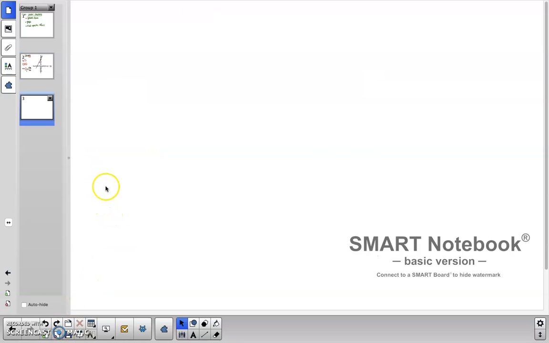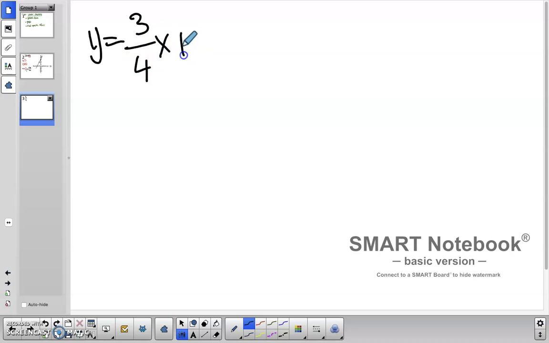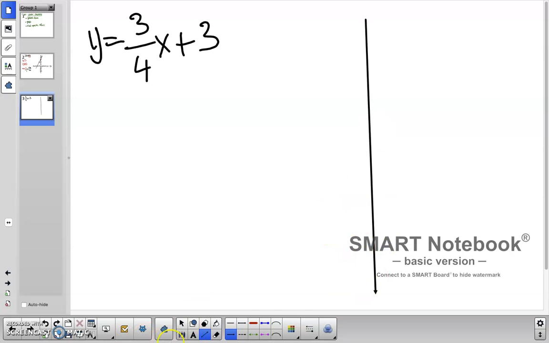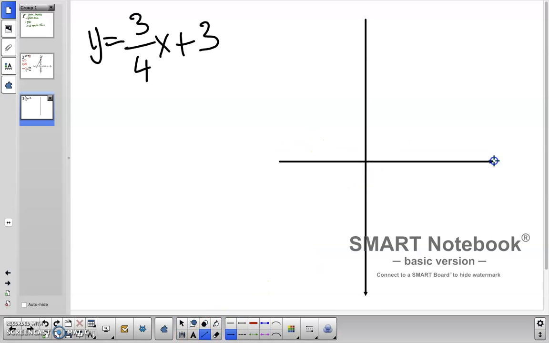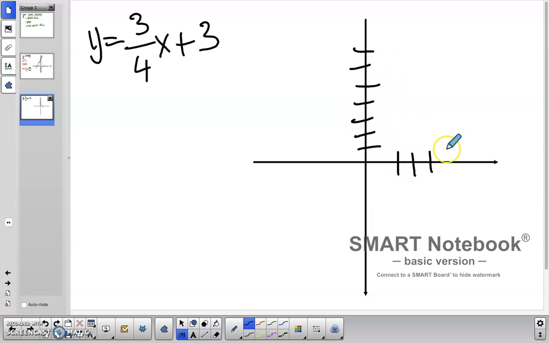I'm going to take a look at another example, and I'm going to say y equals 3/4 x plus 3, okay? Again, I'm going to draw a graph for you guys. Oh, let me fix that, that's kind of crooked. Okay, it's better. Now let me draw this part. Okay, so let me draw the values. 1, 2, 3. Okay, so there we go. I drew it, right? Now let's take a look at it.